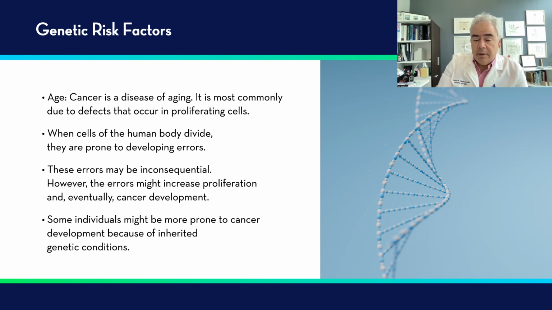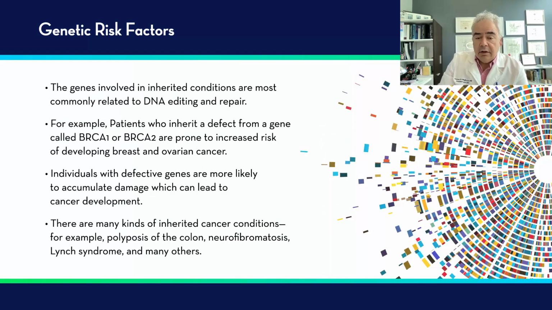Some individuals appear to be more prone to the development of cancer than others, and this is most often due to inherited genetic conditions. Interestingly, the genes that are involved in inherited conditions are most commonly related to DNA editing and repair. So, for example, one common type of inherited cancer syndrome is breast ovarian cancer syndrome. In this condition, patients who inherit a defect in a gene called BRCA1 or BRCA2 are prone to increased risk of developing breast and ovarian cancer. In addition, in men, they may be at greater risk of developing prostate, pancreatic, and other cancers as well.